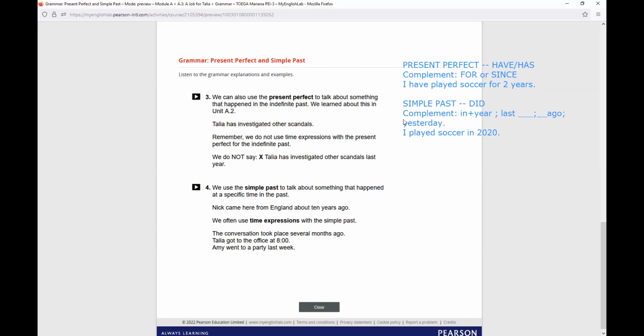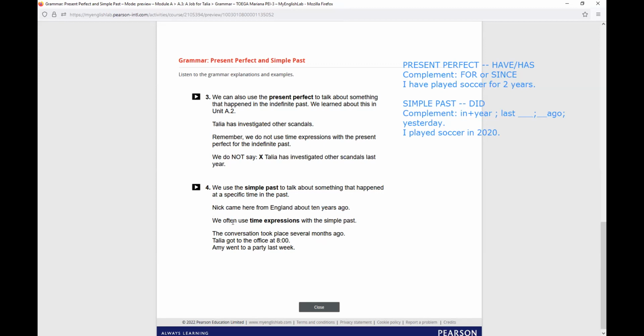If we don't have these expressions, it means that it's an action that started in the past and it's still in progress. So, está aún vigente, ¿no? O sea, sigue, está aún en el presente pasando. ¿Ok? En cambio, en el simple past nos dice, Nick came here from England about 10 years ago. ¿Cómo nos damos cuenta que esto sí o sí es un past? Porque en el complement tenemos esta expression, ago, 10 years ago.